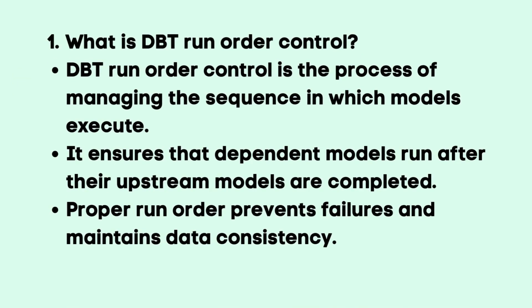What is DBT run order control? DBT run order control is the process of managing the sequence in which models execute. It ensures that dependent models run after their upstream models are completed. Proper run order prevents failures and maintains data consistency.